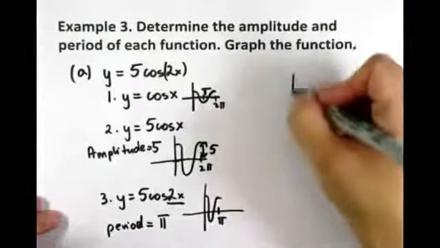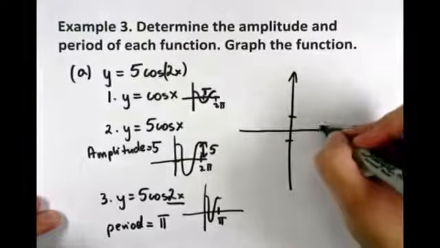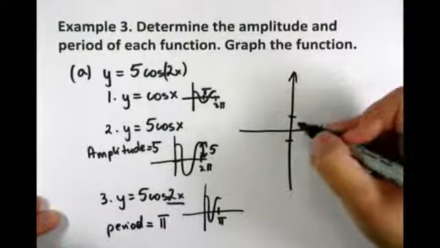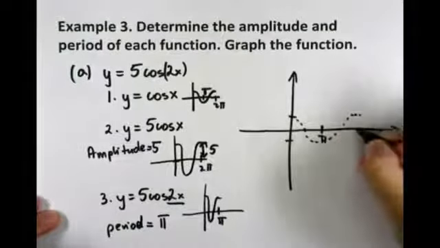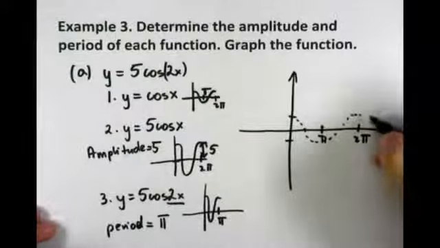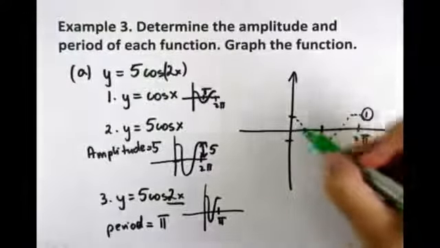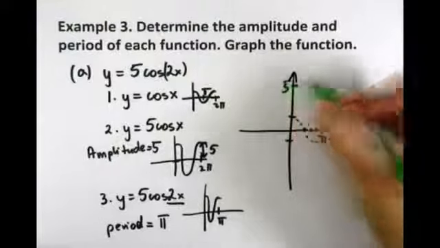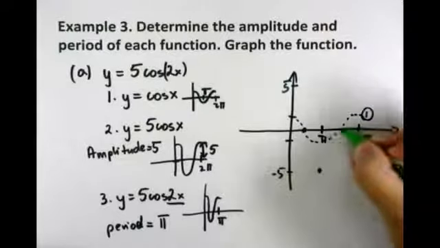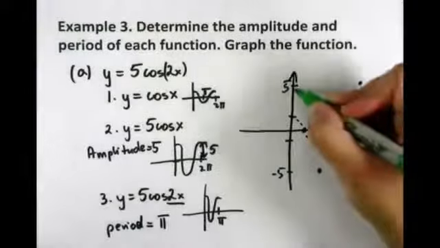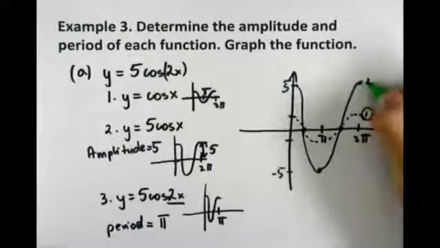And they ask us to graph the function, so we already know the graph. Somewhere we have pi. So first I'm going to draw the shape up to 2 pi. So that's my graph number 1 using transformation. Then I'm going to expand this 5 times. So 1 times 5 goes to 5. 0 is 0. Minus 1 goes to minus 5. 0 is 0 and 1 goes to 5. So the graph goes right here. That's graph number 2.